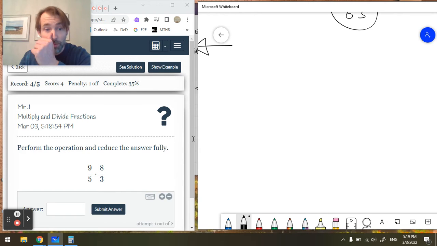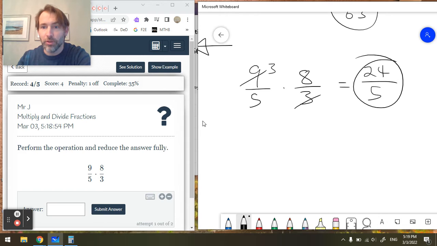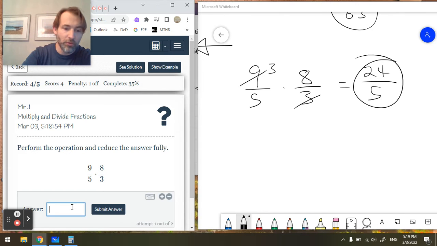So that would leave on the top 3 times, I would write this one down, 9 over 5 times 8 over 3. When I factor out the 3 from the 9, this would have been 3 times 3, but then a 3 on the bottom, they cancel. So that gives me 24 on top, which is 3 times 8 over 5. It's the only thing left there. So 24 over 5.